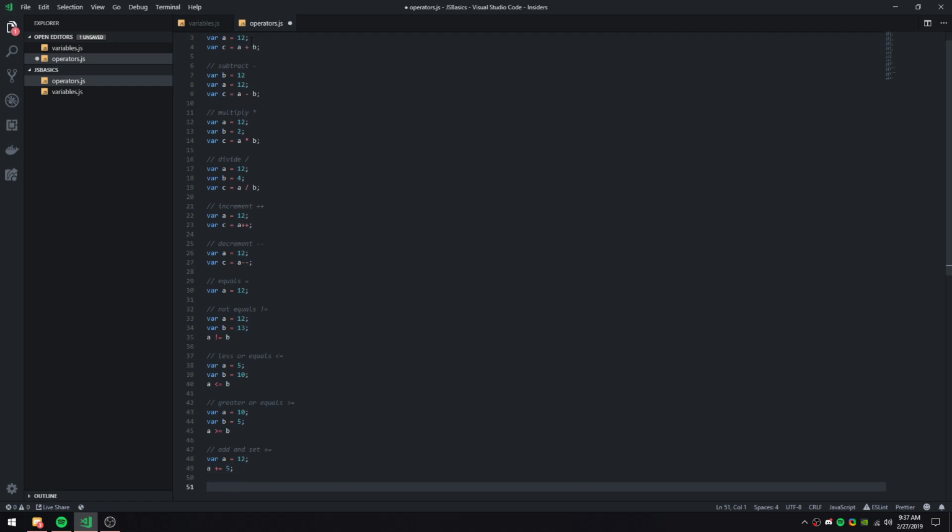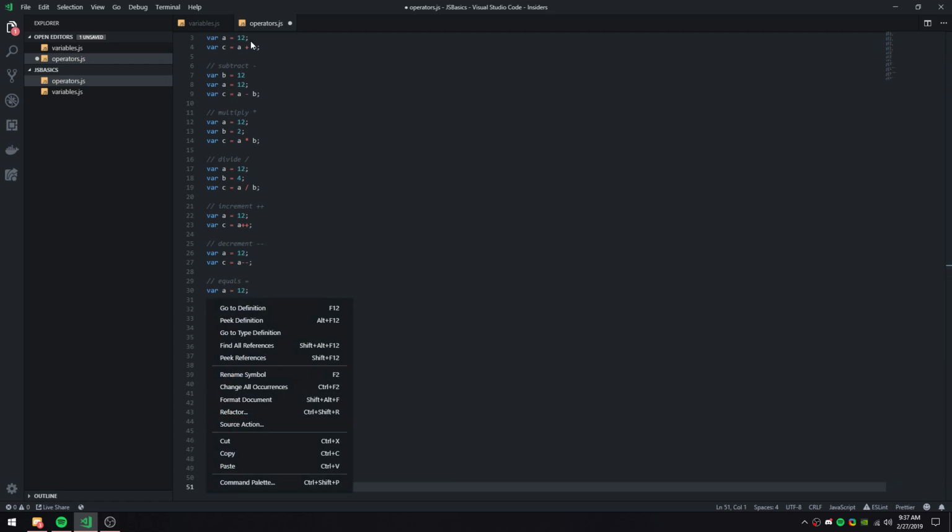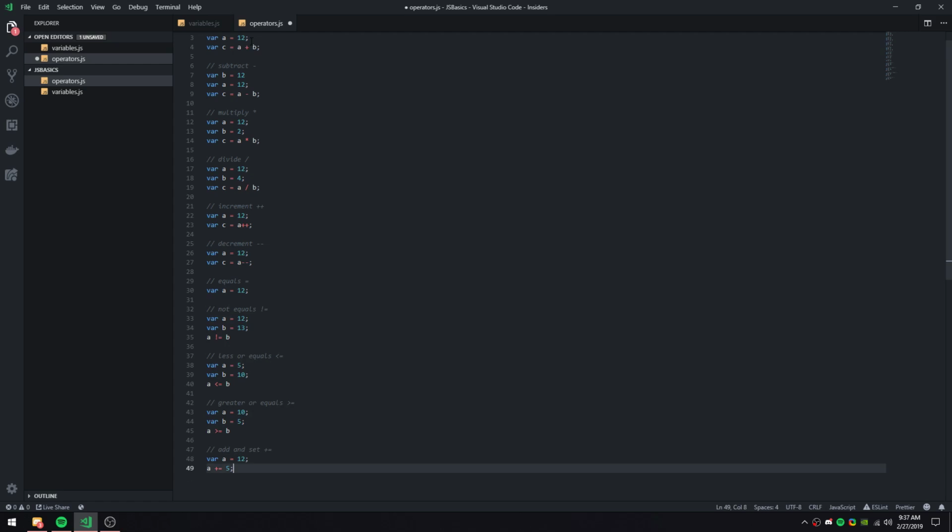Now on to the basic ones. Less than, greater than. Now less than and greater than, you should already know. It's basically this number is less than this, and greater than is greater than this. So like a is greater than b, or b is less than c. That's about it for operators.